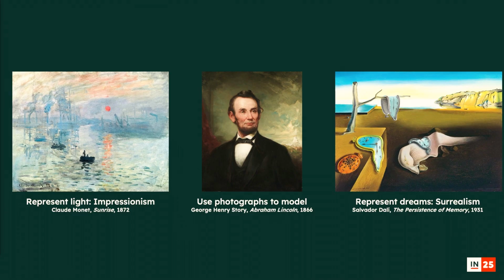They also figured out they could make a more efficient process by using photographs as models. That's the example of Abraham Lincoln here. Instead of Abraham Lincoln needing to pose for hours to get his portrait, I mean, he's a busy man, he got his photograph taken and then a portrait was made from that. And finally, they turned to styles that you couldn't photograph, like dreams, hence surrealism. The point is their craft could be deployed in many ways.